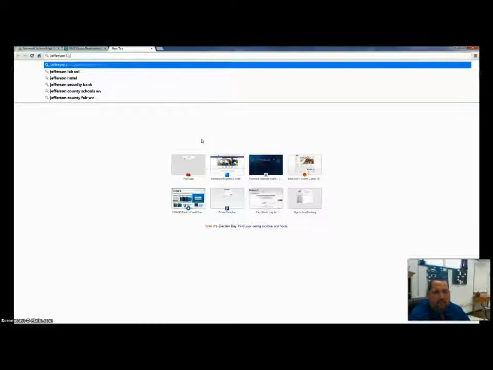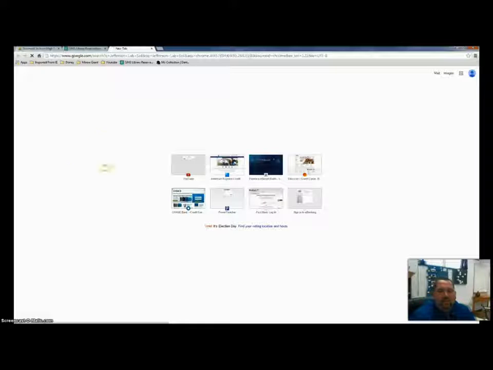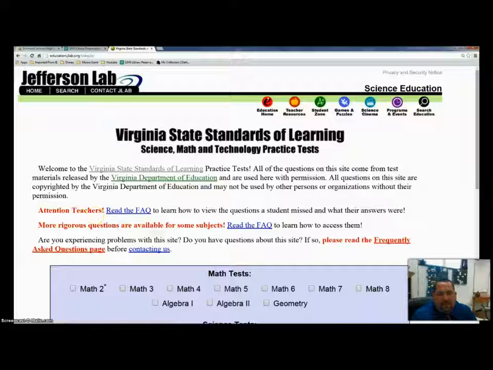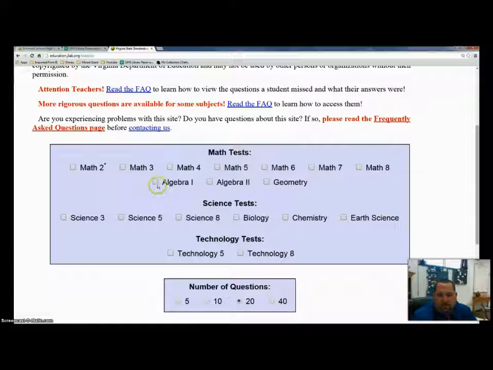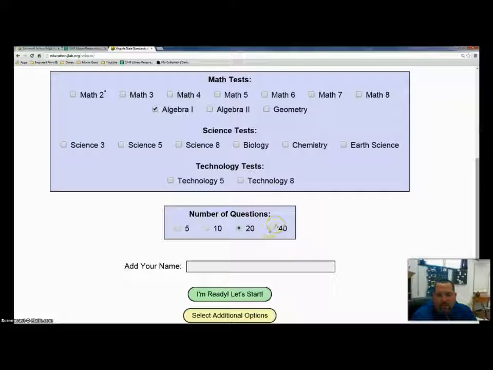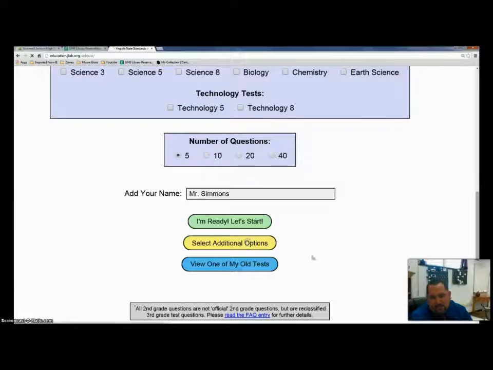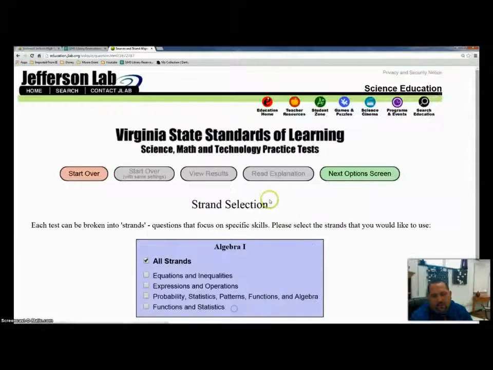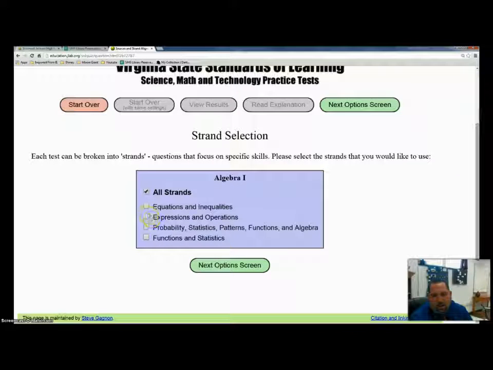We're going to go to Jefferson Lab SOL. You guys have SOL practice test, science education, whatever. You guys are Algebra 1. You guys will pick 40 questions. I'm going to go ahead and pick 5. I'm going to add my name. I'm going to click select additional options. Next option screen. Next option screen. We are still focused in on the first 3 now.